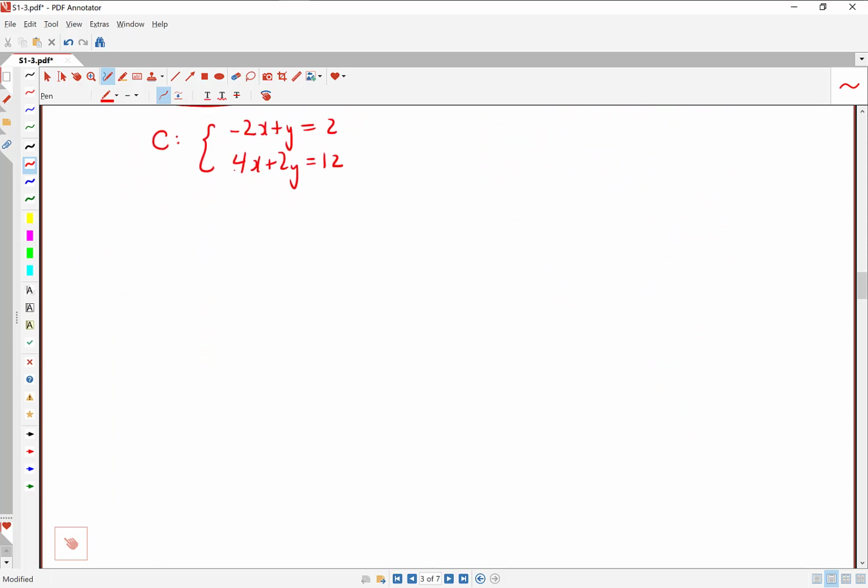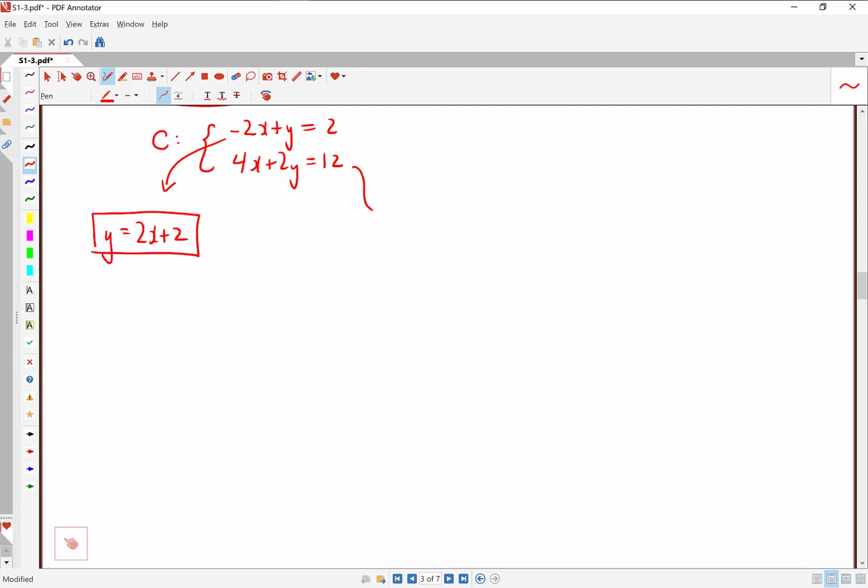What we said is that you're going to deal with each equation one by one and solve for y in each equation. So for the first equation here, if we start to solve for y, you could add 2x to both sides, and you could say y equals 2x plus 2.